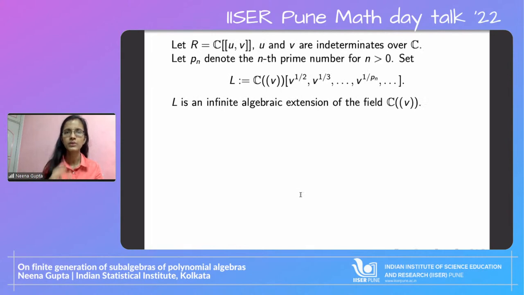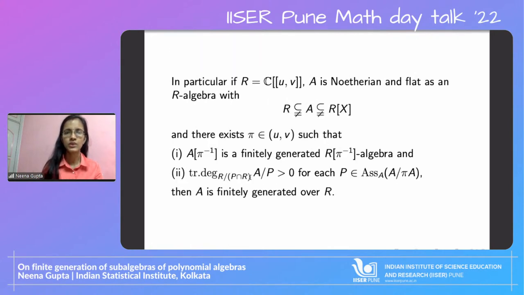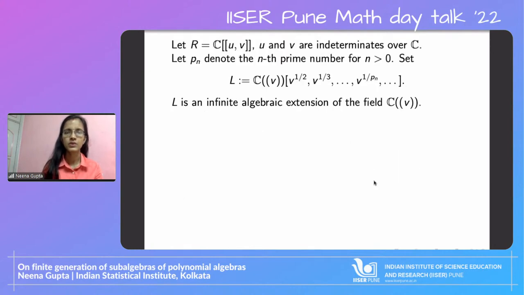And now this is an example where the condition does not hold, that the transcendence degree of A/P is positive for every associated prime ideal P of πA. So this is where this stops. Let p_n denote the nth prime number for n greater than 0, and let L be equal to this field. So this is the square root of V, this is the cube root of V, and so on. We keep on adding the pth root of V where p is a prime number.